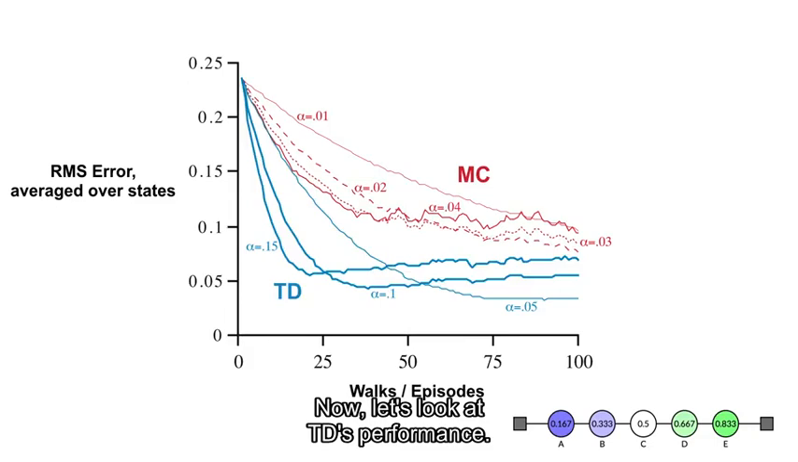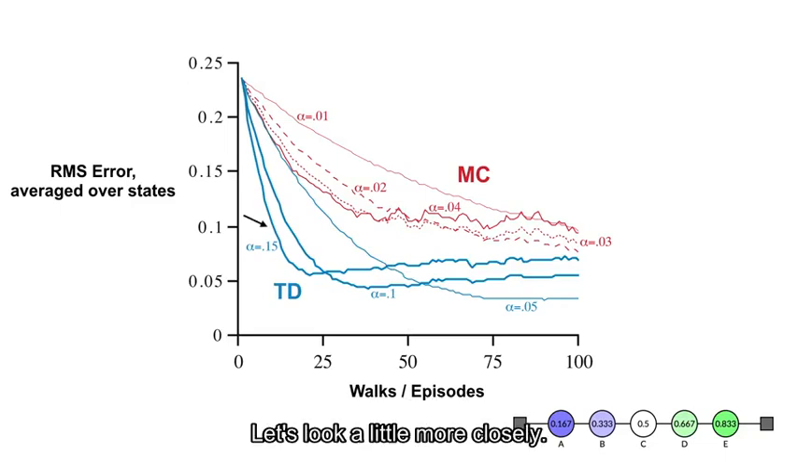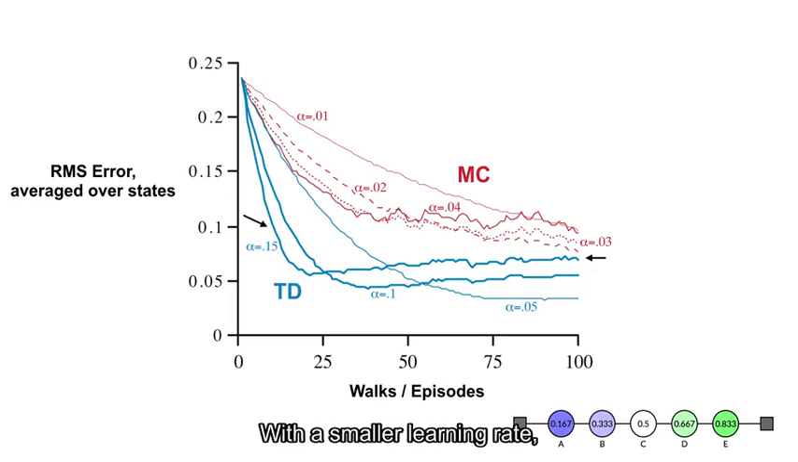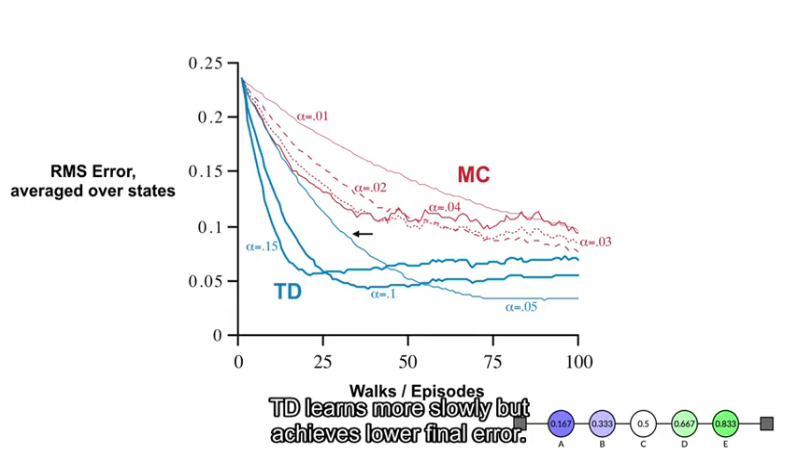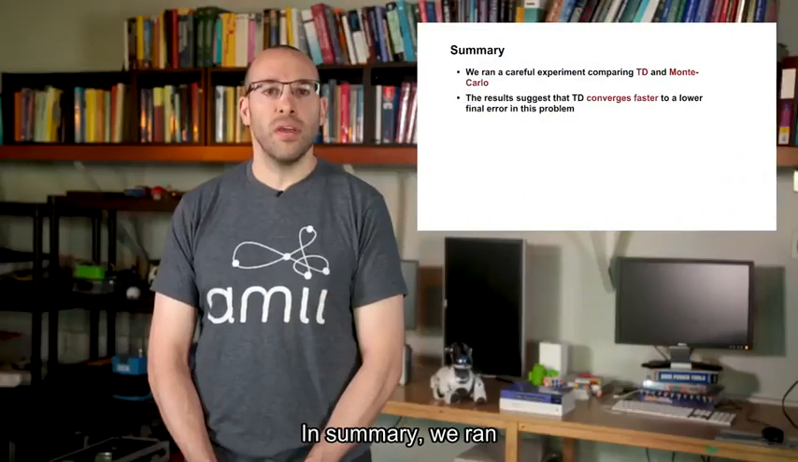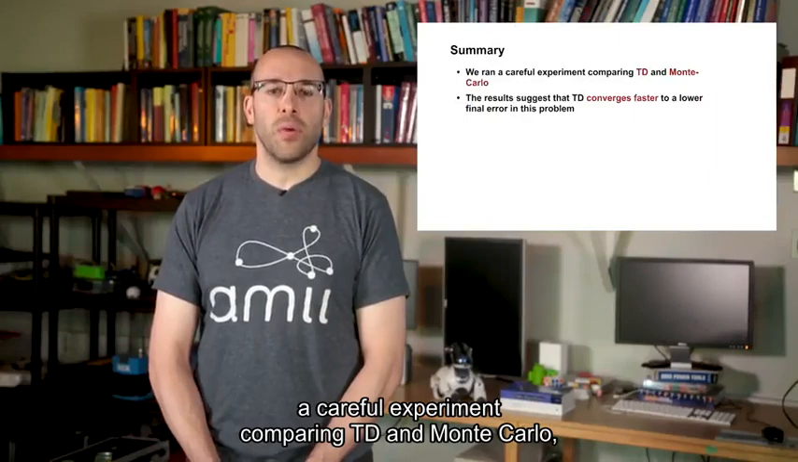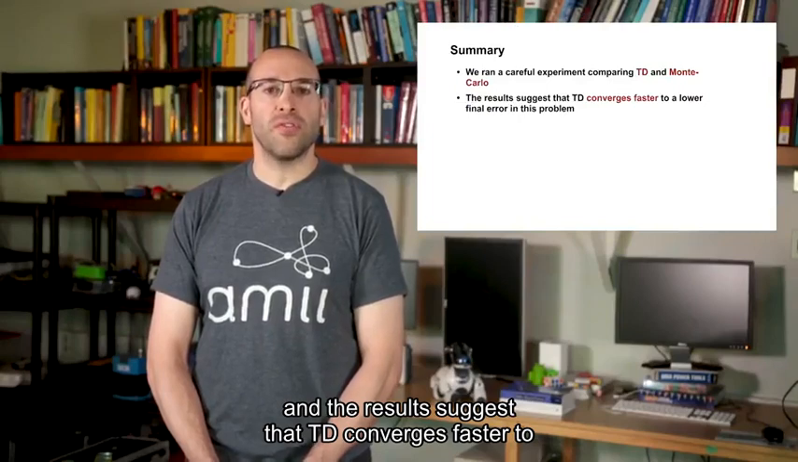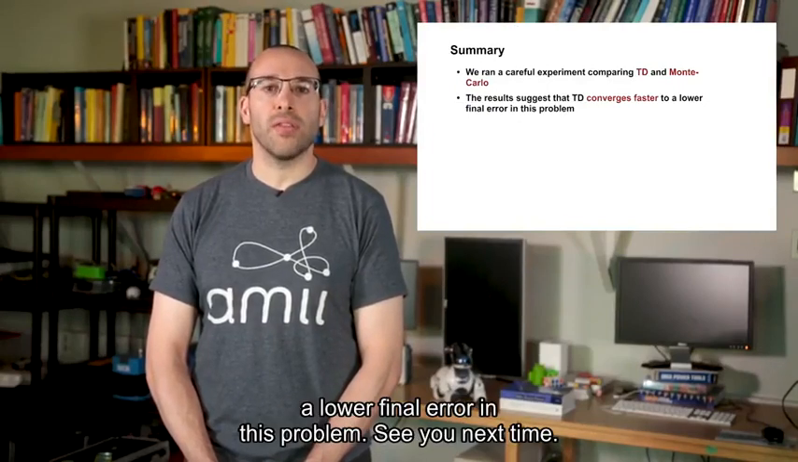Now let's look at TD's performance. We see that TD performed consistently better than Monte Carlo. Let's look a little more closely. Notice the error reduces faster with a learning rate of 0.15, but ultimately results in higher final error. With a smaller learning rate, TD learns more slowly, but achieves lower final error. In summary, we ran a careful experiment comparing TD and Monte Carlo, and the results suggest that TD converges faster to a lower final error in this problem.